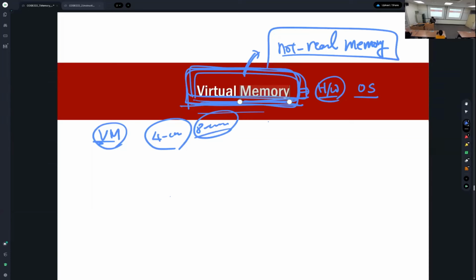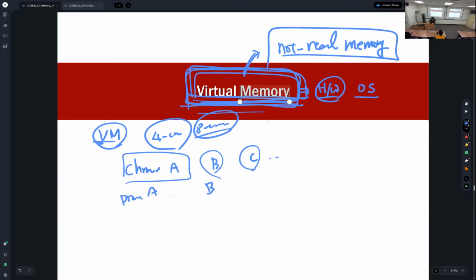For example, we are running the internet browser, Chrome. We can run Chrome multiple times, like Chrome A, Chrome B, and Chrome C. It's the same program, the same application, but we can launch it multiple times. Which means process A, process B, and process C are running for this same Chrome application.